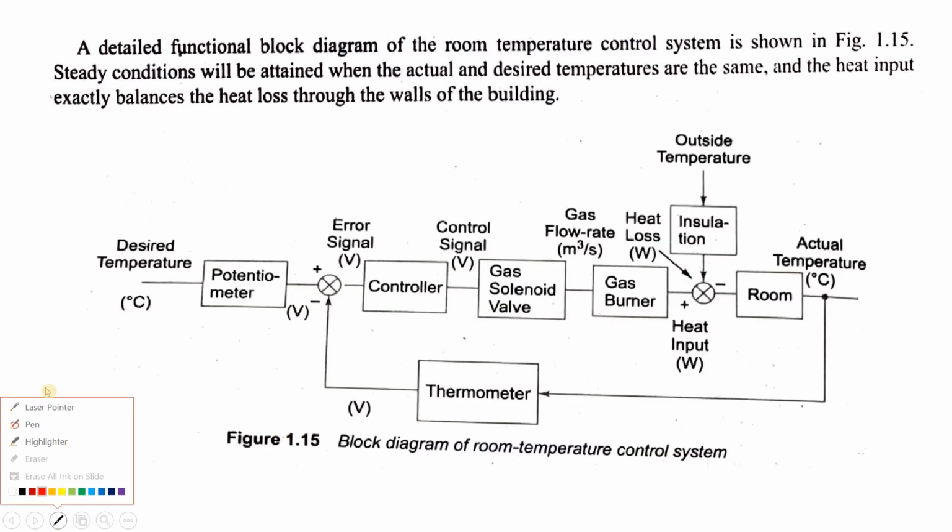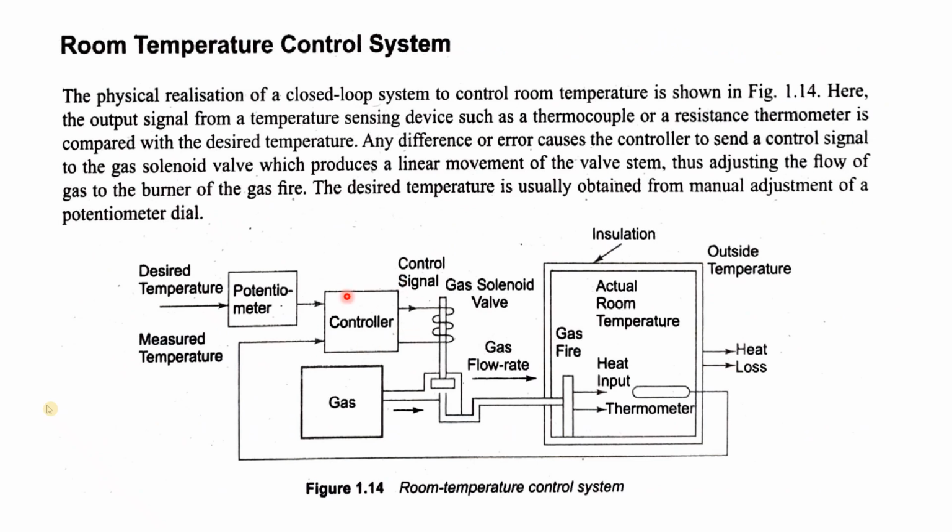see, in this particular case, this was the room temperature control system. Okay, you see, this is a controller. So what was there? The temperature was sensed, and the temperature in degree Celsius was converted into some voltage, using a potentiometer. So a voltage signal was sent. Okay, the control signal, a voltage signal, was sent to the controller.